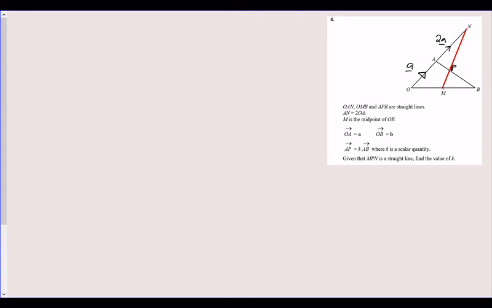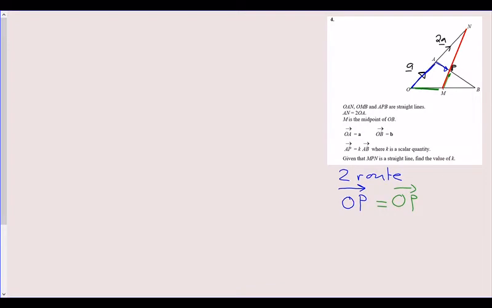So this is a two-route question. Let's write that down there. And we're going to go from position O to position P. So I need to find the vector OP in two different routes. The first route I'm going to take is going from O to A and then A to P. And the second route will be going from O to M and then M to P.